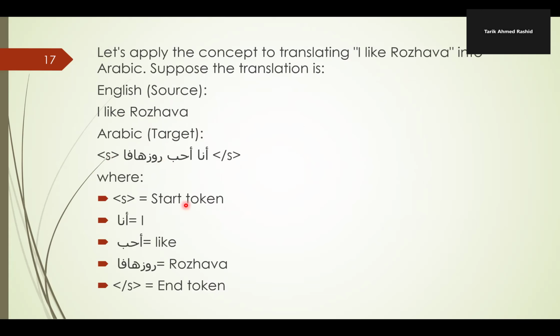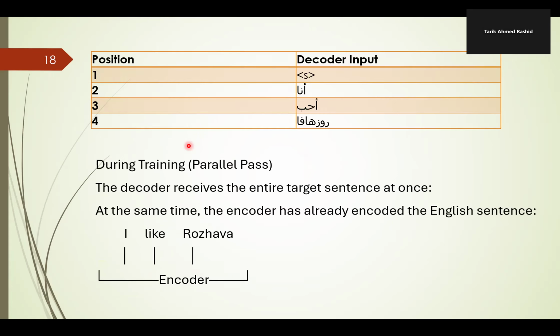So start token, then أنا is "I", أحب is "like", and Rojava is Rojava, and this end token is the end for the start that we started. So the positions are 1, 2, 3, 4: the first position is the start token, Ana is the second, Ahab is the third, and then Rojava.